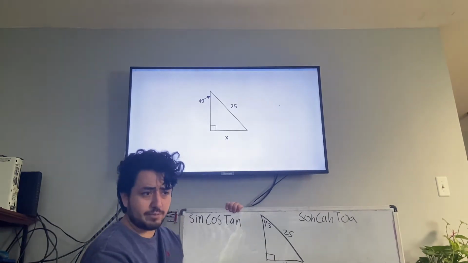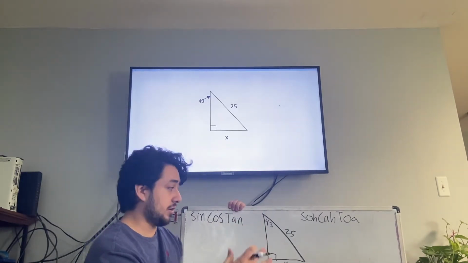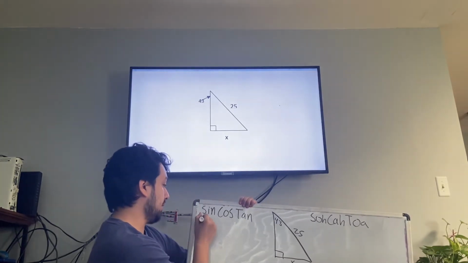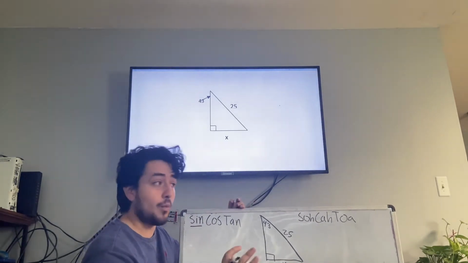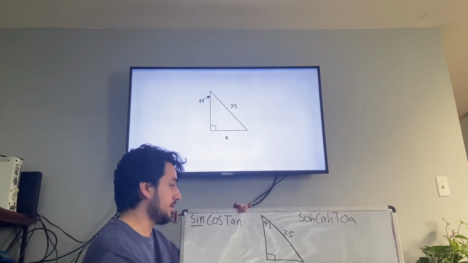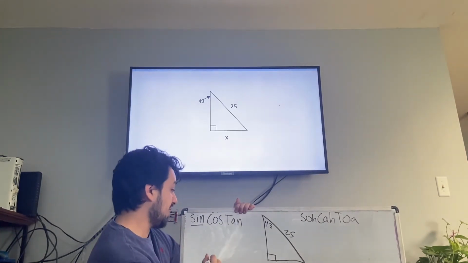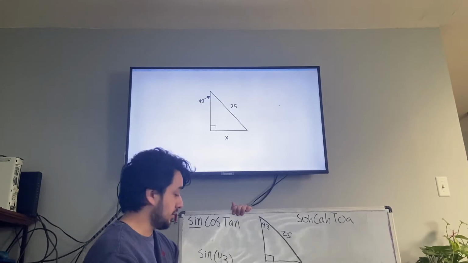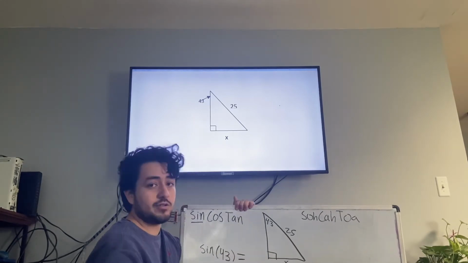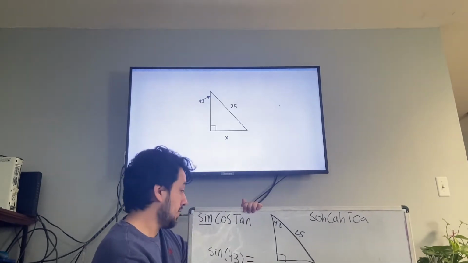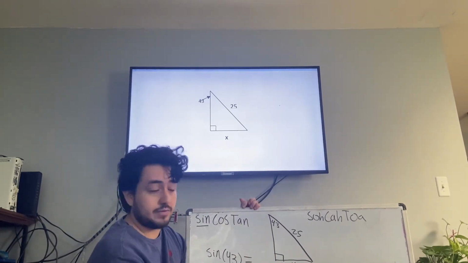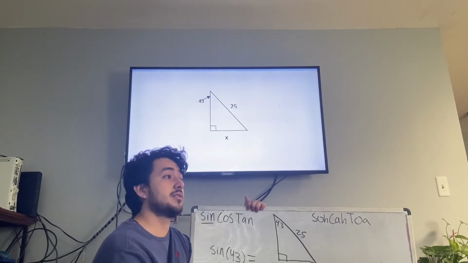But first, let me show you how to solve this problem. Okay. Here, we're going to use the sine property. Again, I'll go over why that is later on in the video. We're going to do sine of 43. Now, if you'll notice, your scientific calculators are always going to have sine, cosine, and tangent somewhere. This is the time where you're going to be using this.